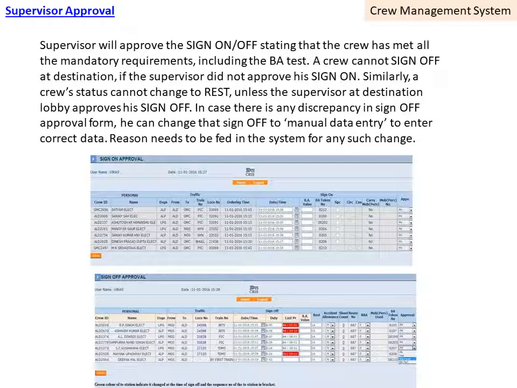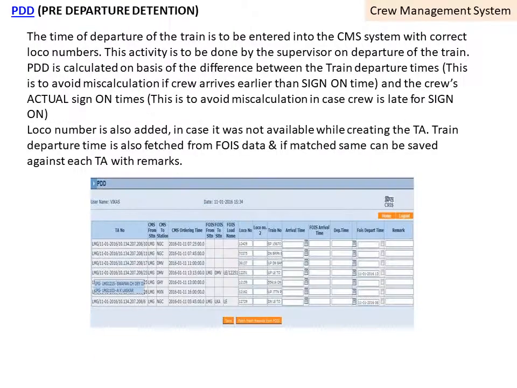If the crew is not signed off, or for any reason the system is not working, and he cannot sign on at other stations, then immediately a manual sign off can be done by the home station, so that the data can be fed by the home station lobby persons.